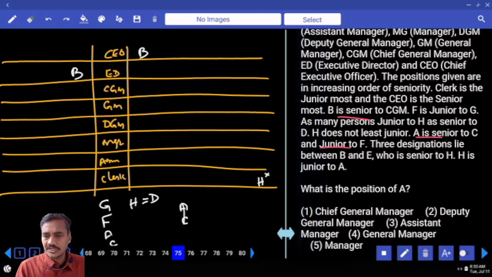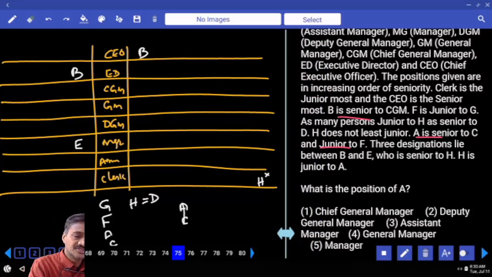A is senior and 3 designations lie between B and E. Now in between B and E, how many designations are there? Exactly 3. Now here also 3 designations between B and E. E is here. And E is senior to H. Now this E is senior to whom? E is senior to H. As E is senior to H, H is junior to E.